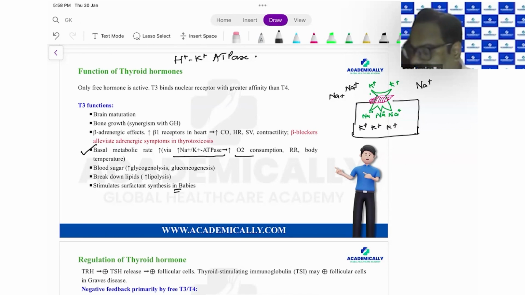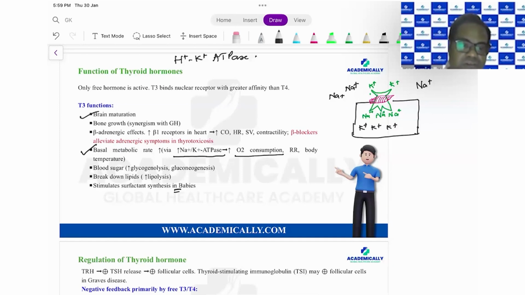So what it does is that when the basal metabolic rate increases, oxygen consumption increases, respiratory rate increases, and body temperature increases. The other thing that T3, T4 is required for is brain maturation. So this is very, very important in children, especially neonates, because when there is hypothyroidism in neonates, there is mental retardation because the brain does not grow properly.